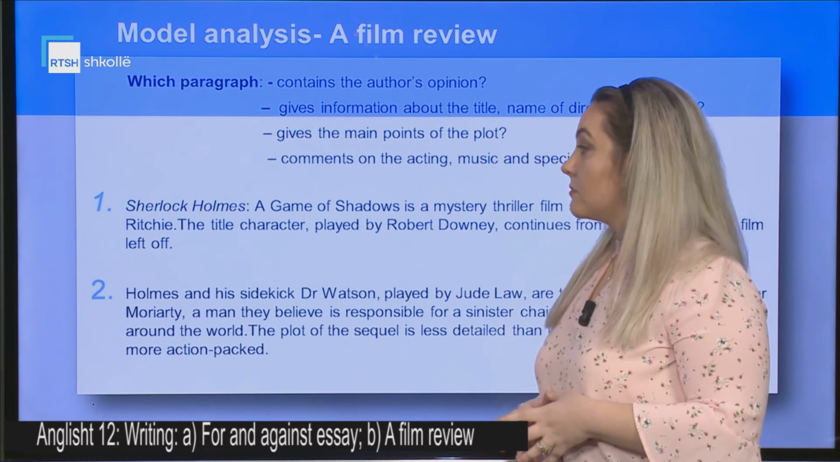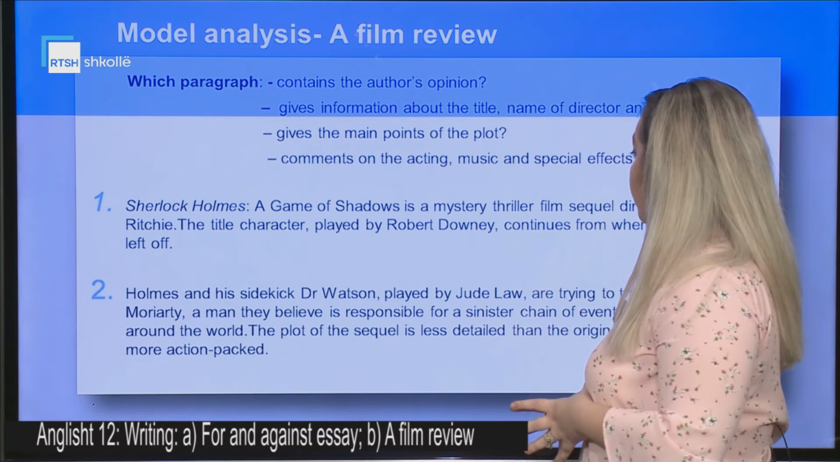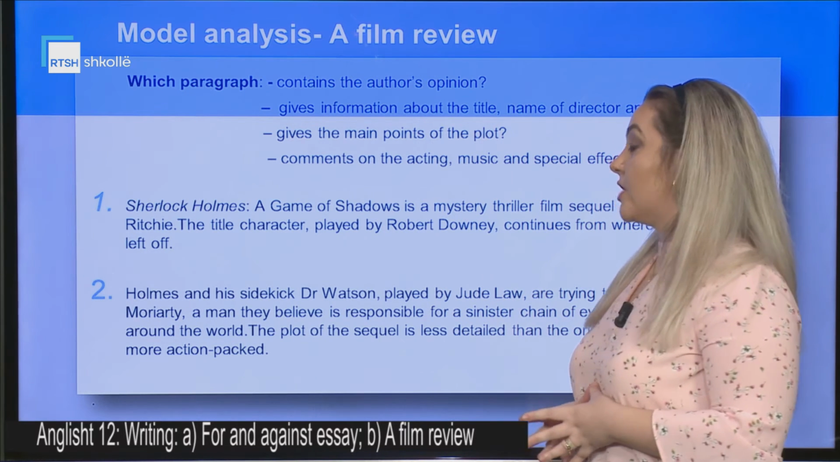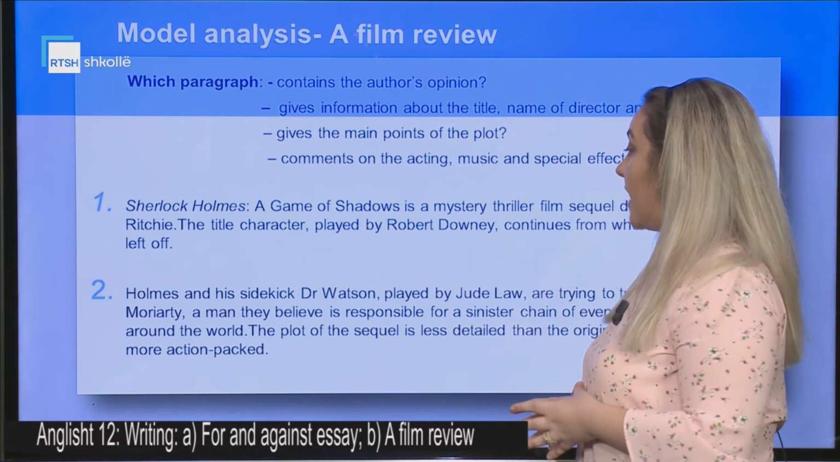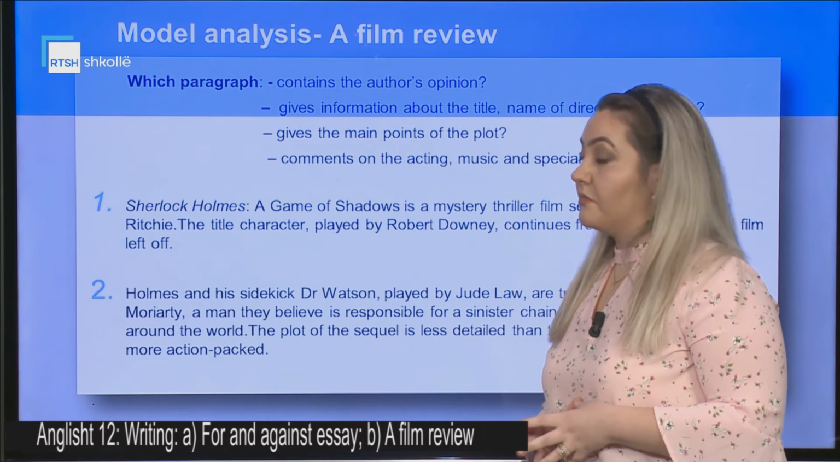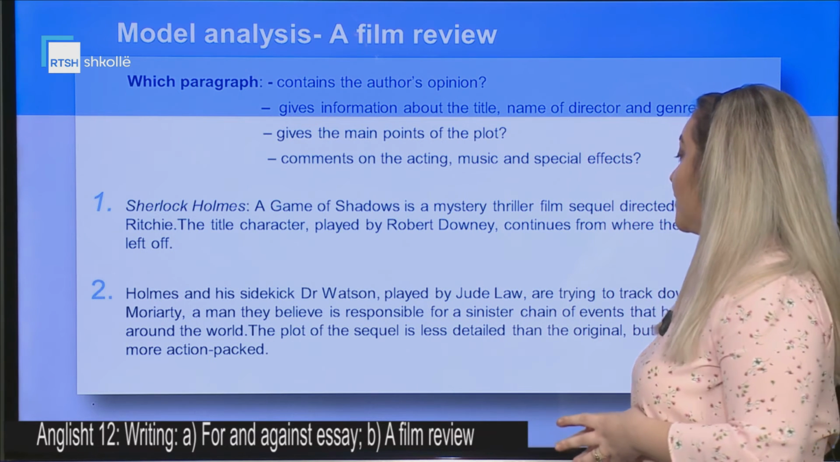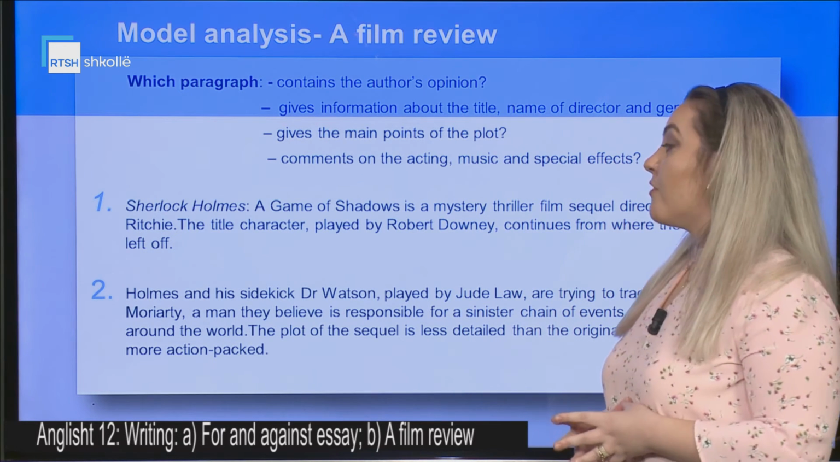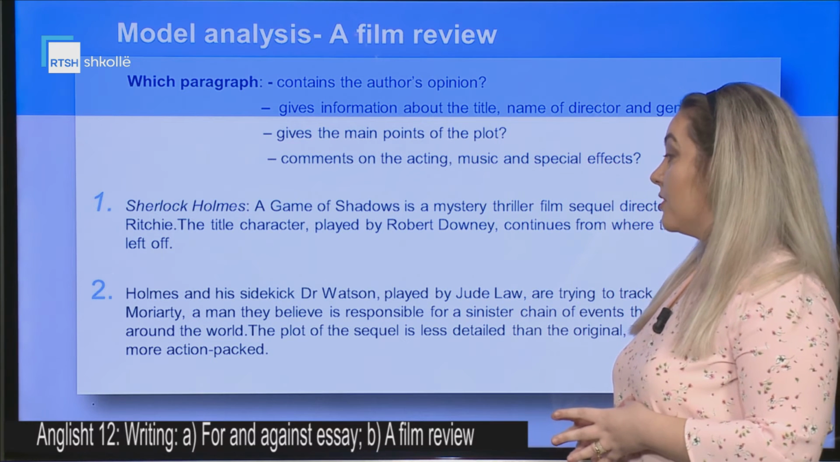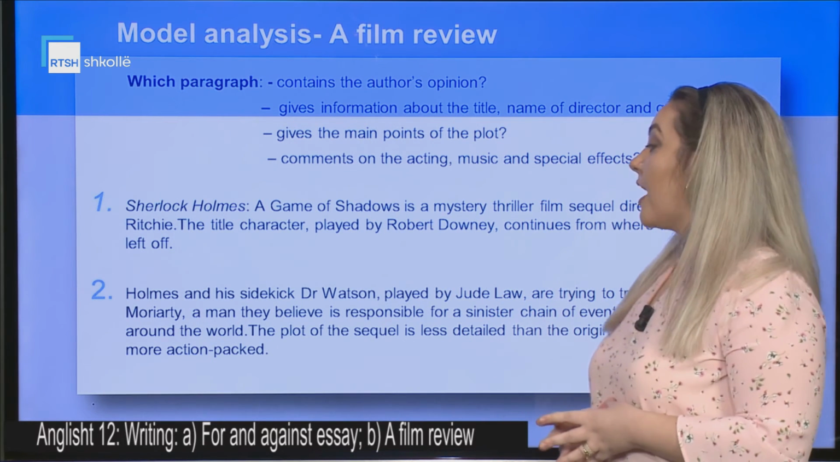Let's begin. Sherlock Holmes: A Game of Shadows is a mystery thriller film sequel directed by Guy Ritchie. The title character, played by Robert Downey, continues from where the original film left off. Holmes and his sidekick, Dr. Watson, played by Jude Law, are trying to track down Professor Moriarty, a man they believe is responsible for a sinister chain of events that has occurred around the world.